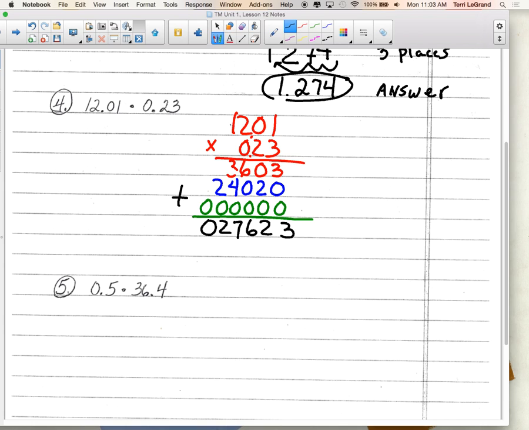We should be able to take a ruler and draw nice little vertical lines making all these columns. Okay, let's go up here and make a decision. How many decimal places there? 2. Here, 2. So 2 plus 2, how many do we need? 4. 1, 2, 3, 4. It's going to be right there, so 0.27623. Should we clean that answer up at all?